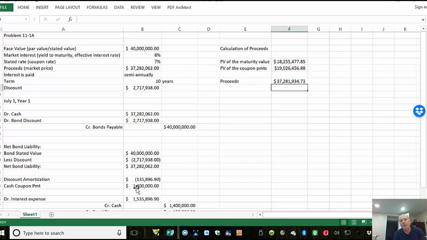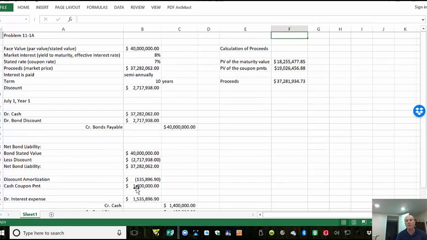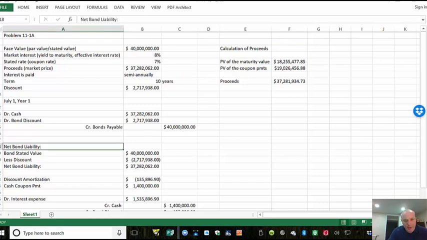Hopefully, it will be 37,281,934. We're roughly off a little bit, the difference is probably the rounding, because they may have used the tables to calculate their number. But that's basically how you calculated the proceeds on the basis of Appendix 1. In this class, I'm not going to ask you to do that, because the present value calculations are really beyond the scope of this class. But that's basically how you answer question 11.1a. And thank you for listening.